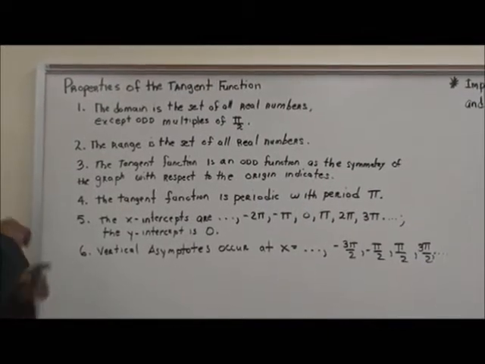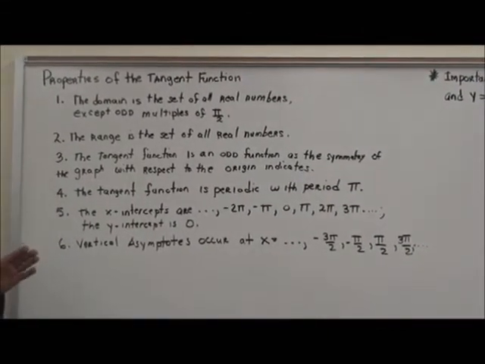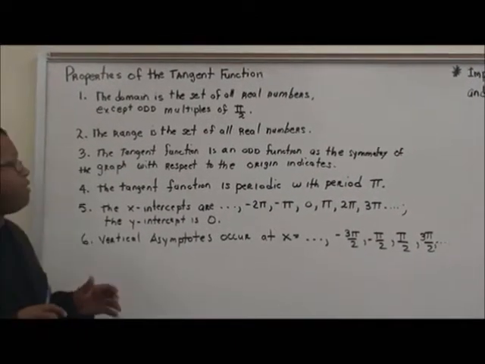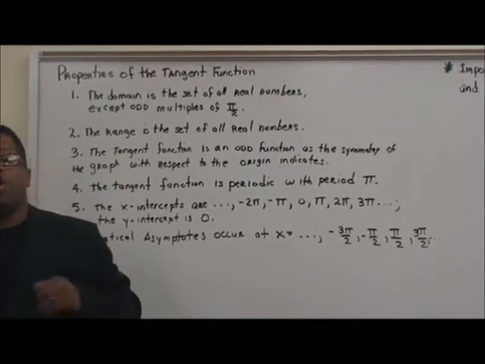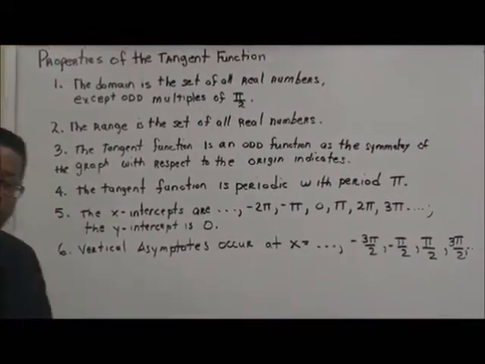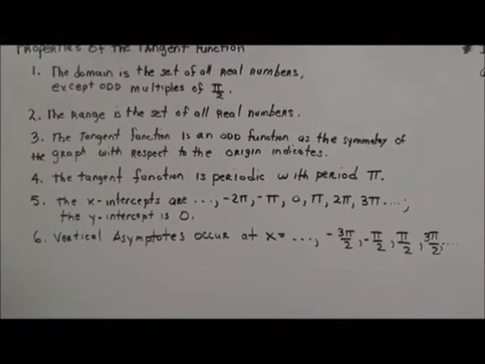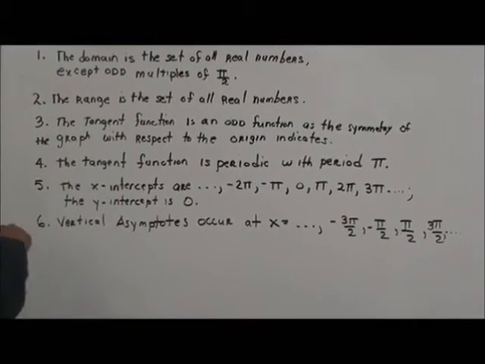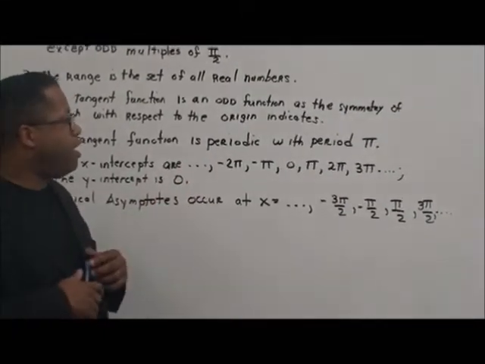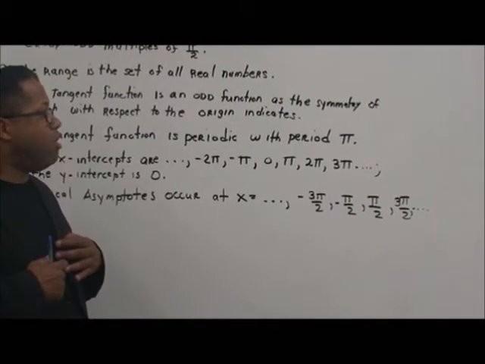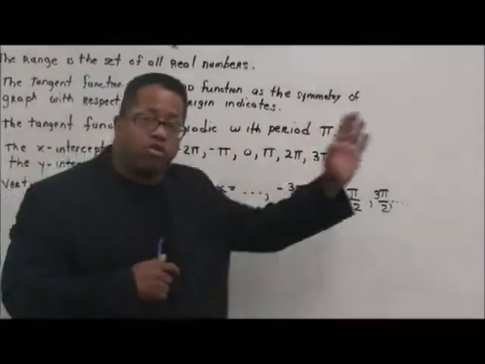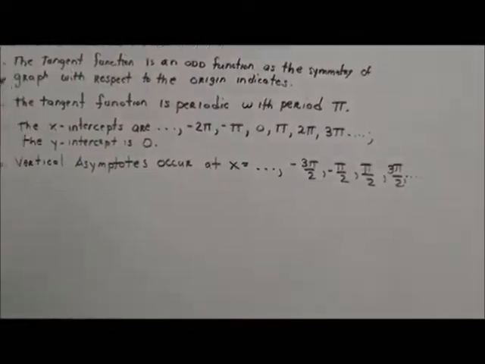Okay? And then, of course, number 3, the tangent function is an odd function, as the symmetry of the graph is with respect to the origin. Now, the tangent function is periodic with period pi, and the x-intercepts are the values coming from negative infinity: negative 2 pi, negative pi, 0, pi, 2 pi, 3 pi, and so forth, all the way to positive infinity.